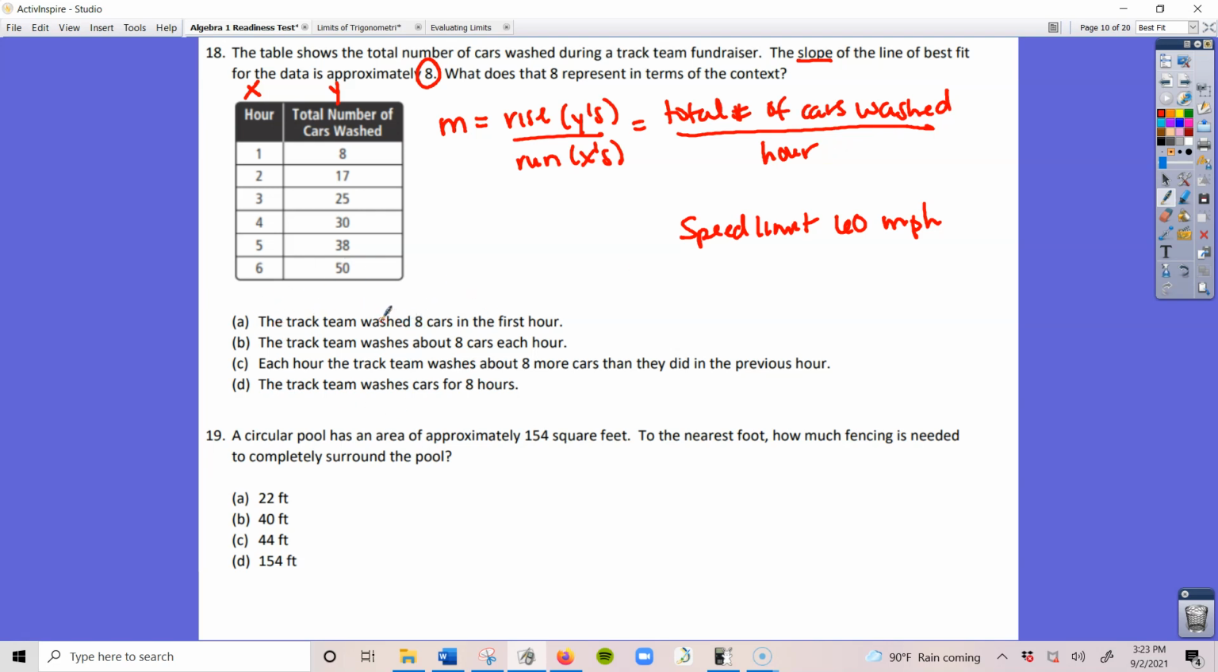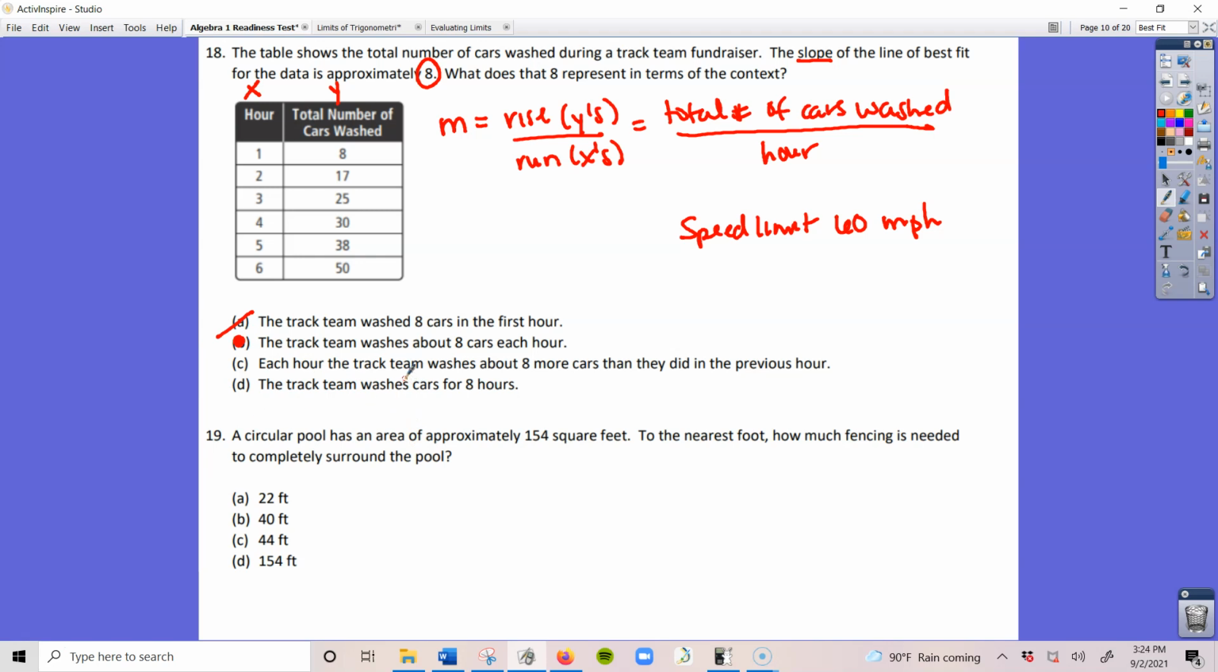The track team washed 8 cars in the first hour. No, it has to be every hour or per hour, so it's not A. The track team washes about 8 cars each hour. That's the same thing as saying 8 cars per hour, 8 cars every hour. So your answer would be B.